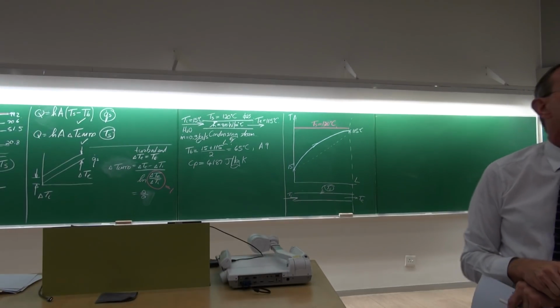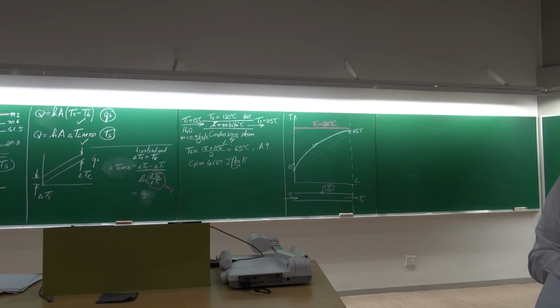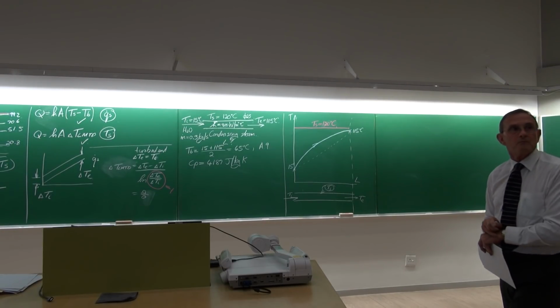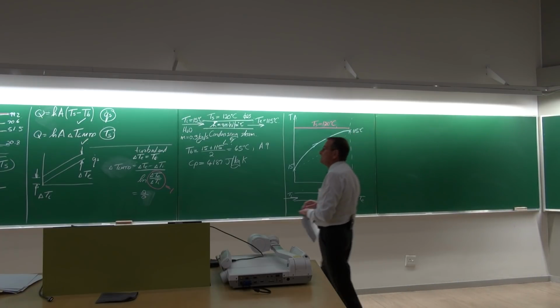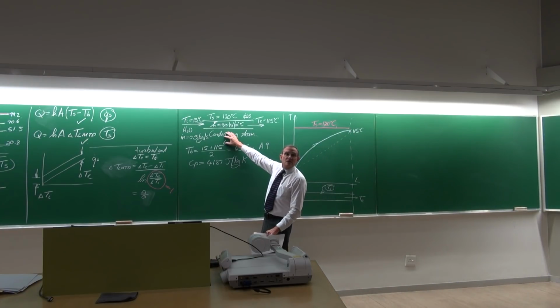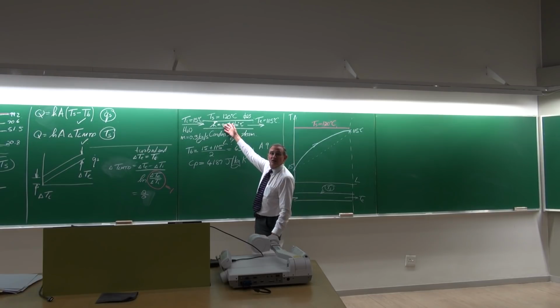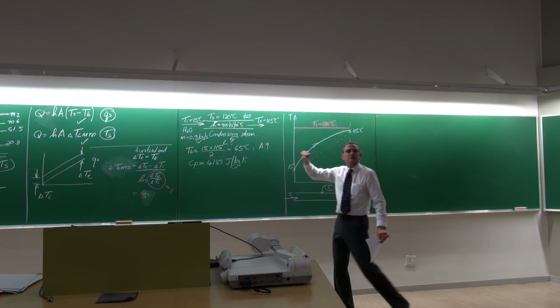Sorry, sir, I'd just like to ask, why do you evaluate the CP value at the liquid state if there's this two-phase flow? No, there's not. The two-phase flow is on the outside. So it's on the outside of the tube. On the inside, it's single-phase flow only. Okay.